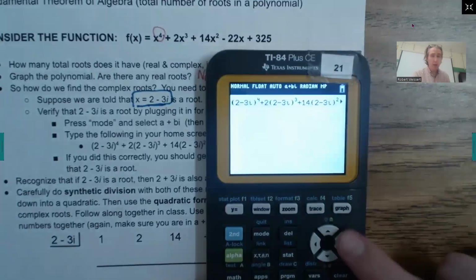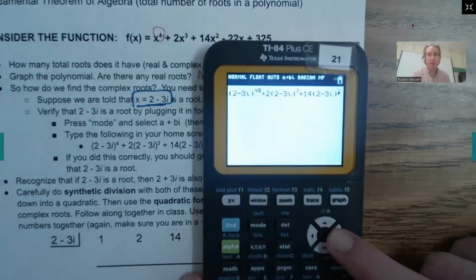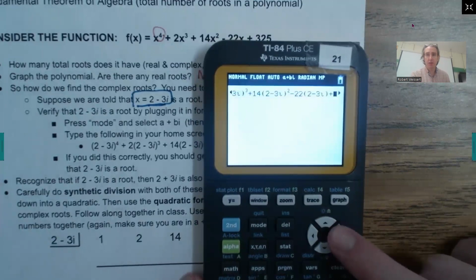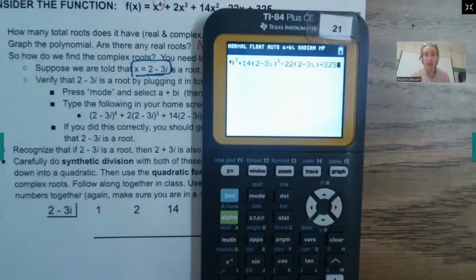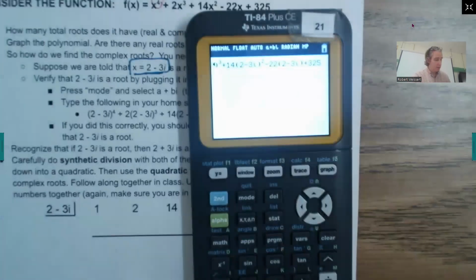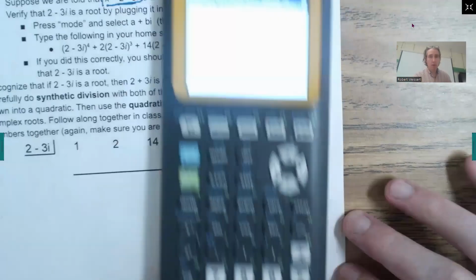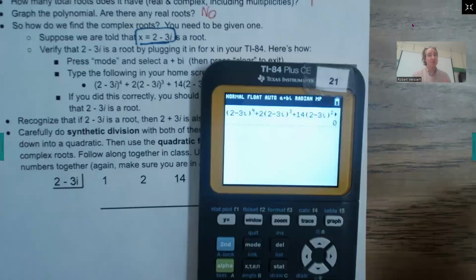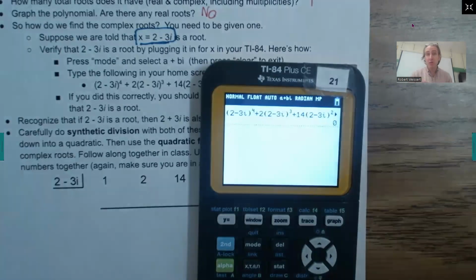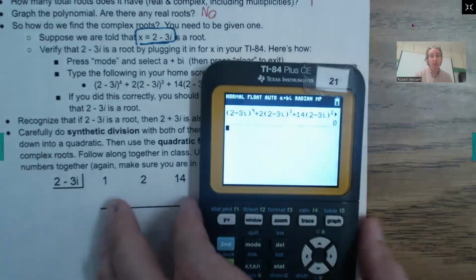I've plugged them all in. I can verify by scrolling to the right. Every value where x was, I plugged it in with 2 minus 3i. Kept the exponents, kept the coefficients, went all the way down to the end. Once you do that, drum roll, please. You're going to hit enter. You get 0, which means 2 minus 3i is actually a root. It gives you 0. These calculators can help you get complex roots or help you work with them. So now I can use that to get all the other complex roots.